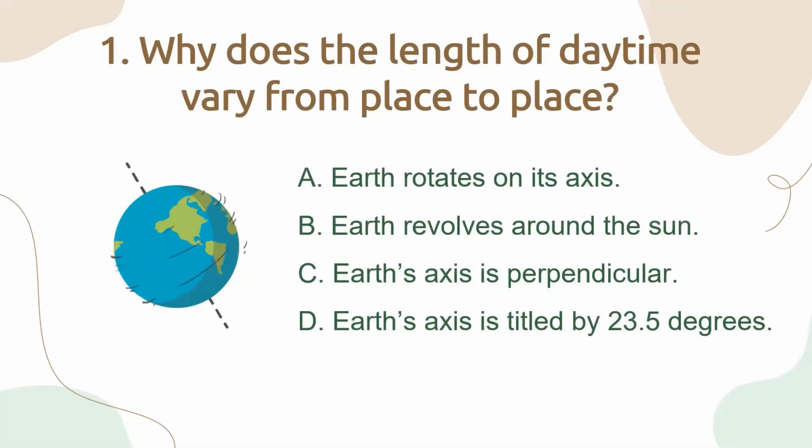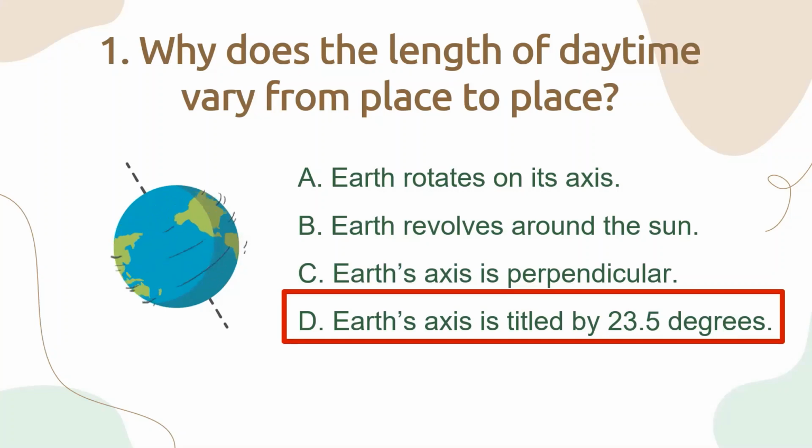Question number 1. Why does the length of daytime vary from place to place? Is it A, Earth rotates on its axis? B, Earth revolves around the Sun? C, Earth's axis is perpendicular? D, Earth's axis is tilted by 23.5 degrees. Good. The answer is letter D. Earth's axis is tilted by 23.5 degrees.